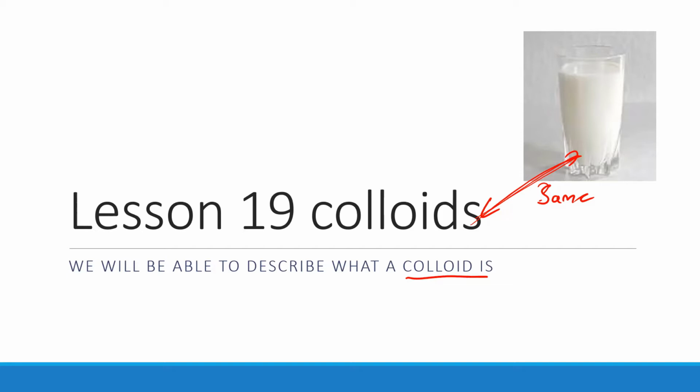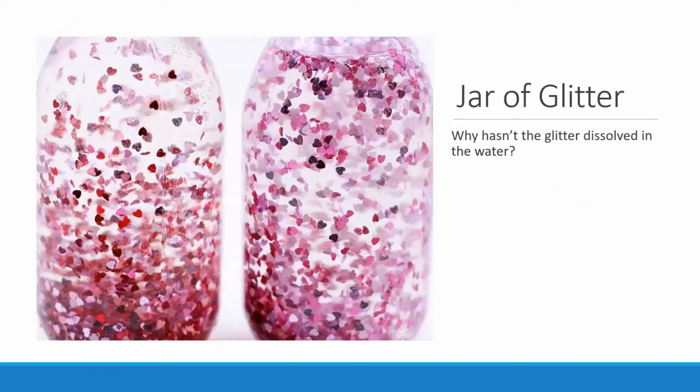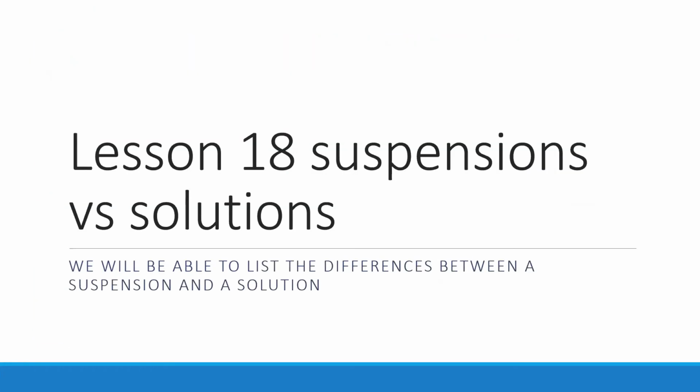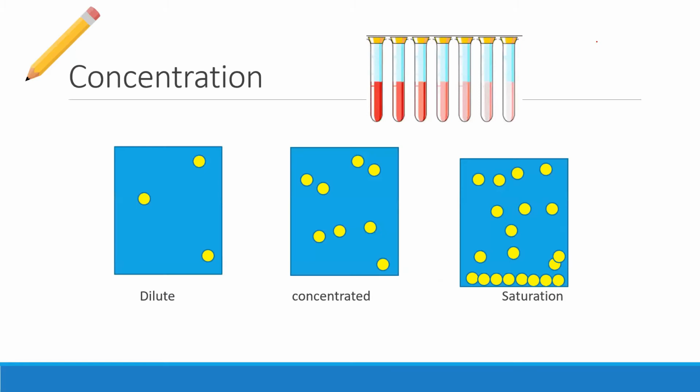But before we start this lesson, let's go back to where we were. What did we learn last time? On Monday, we talked about suspensions versus solutions. So we learned about a brand new type of mixture. A suspension is a brand new type of mixture. So what is a suspension? Before we talked about suspension, we made sure that we understood dilute, concentrated, and saturated, which is too much. You have too much solute, so it doesn't dissolve, and it sinks to the bottom.